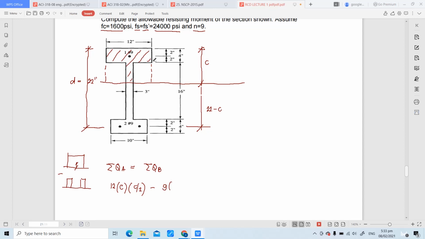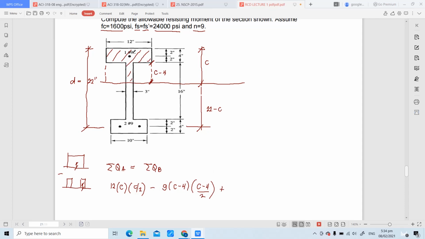Ang height nila ay from this point to this point. Ano ba yung height na yan? C minus 4, di ba? This is C. Minus mo lang yung 4. Ang height ng butas ay C minus 4. So, that is the area. And then, imo-moment natin papuntang neutral axis. Yun yung location ng centroid nila papuntang neutral axis, at yun ay kalahati ng height. Kalahati ni C minus 4. No? Yun mismo yung moment of area ng concrete natin.